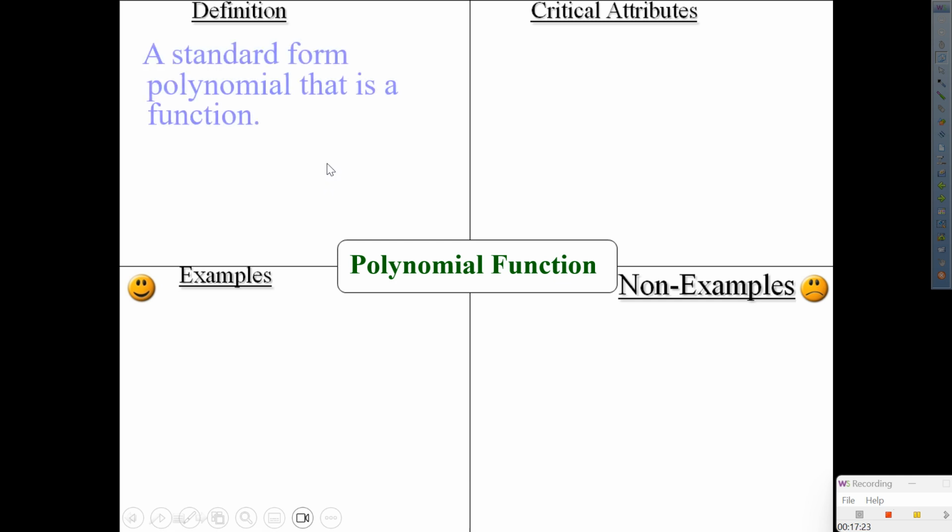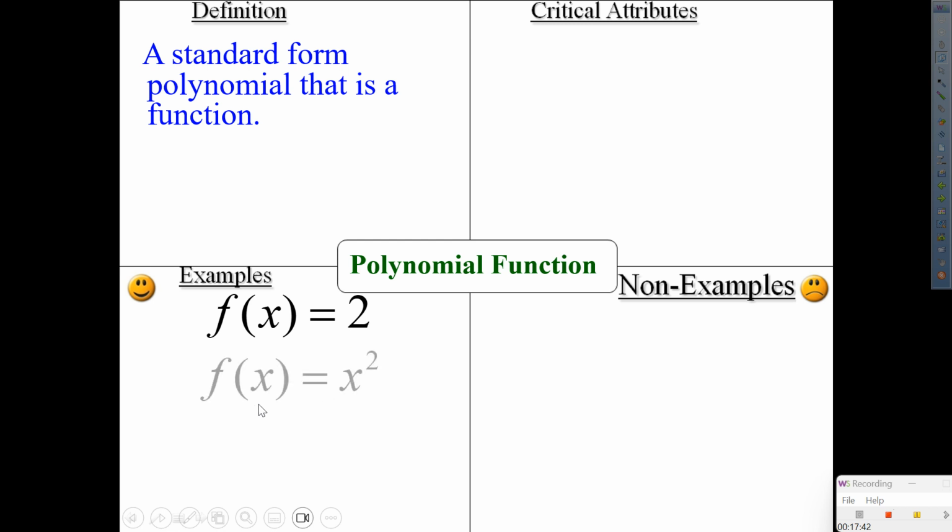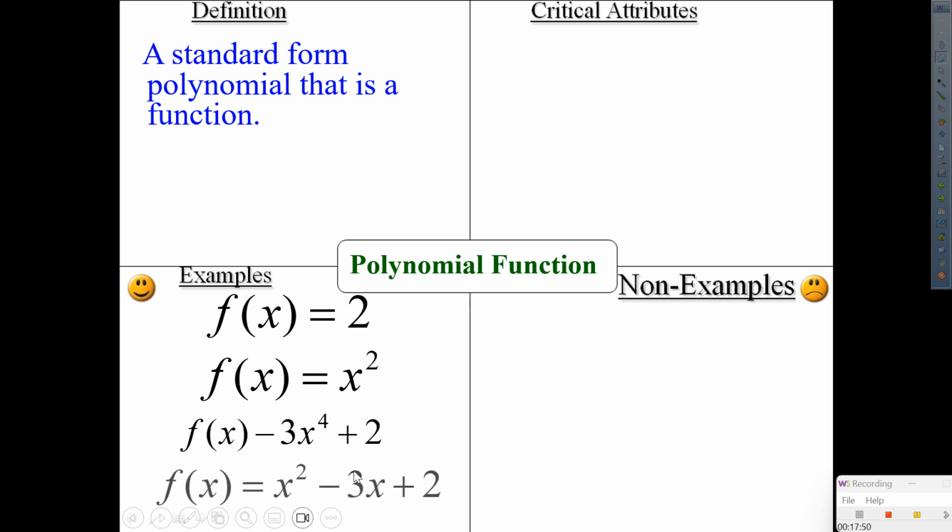All right, here goes the definition. Write this down. A standard form polynomial that is a function. That's as simple as it can get. A standard form polynomial, that means from highest degree to lowest degree, written in function notation that look like this. f(x) = 2, f(x) = x², f(x) = -3x⁴ + 2, and f(x) = x² - 3x + 2.